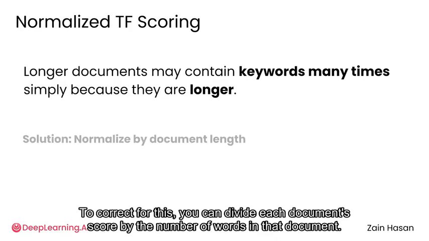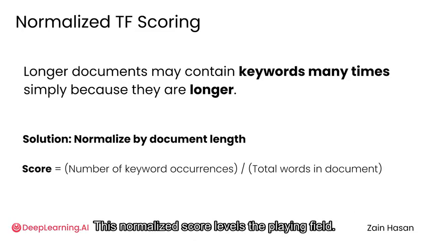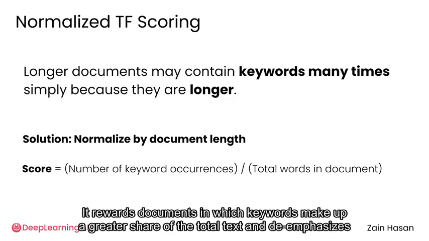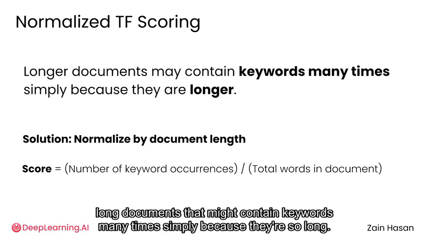To correct for this, you can divide each document's score by the number of words in that document. This normalized score levels the playing field. It rewards documents in which keywords make up a greater share of the total text and de-emphasizes long documents that might contain keywords many times simply because they're so long.